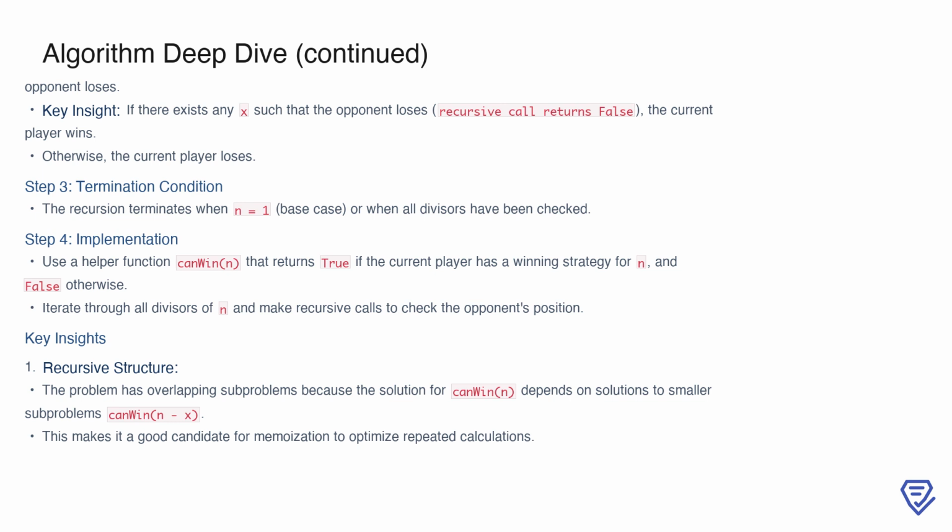To implement this approach, we define a helper function, canWin(n), that returns true if the current player can win for a given n. Inside this function, we iterate through all divisors of n and use recursive calls to evaluate the opponent's position for each possible move. This recursive structure naturally leads to repeated calculations for the same values of n, making memoization a critical optimization. By storing results for previously computed values of n, we can avoid redundant work and significantly improve efficiency.